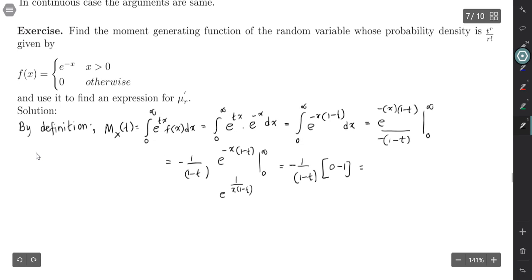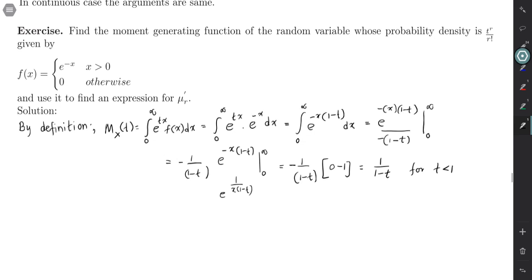Okay, so the negative and this negative 1, you'll end up with 1 over 1 minus t. So the moment generating function of the random variable x, when it contains the fx e to the negative x, the moment generating function is 1 over 1 minus t. Now this is a well-known expression where you can write the Maclaurin series, and you have to have t less than 1, otherwise you'll end up with undefined terms.